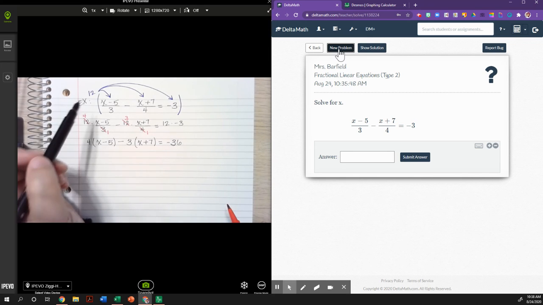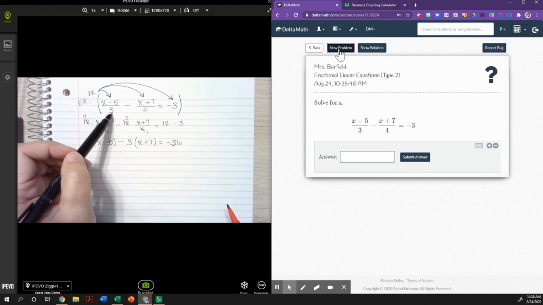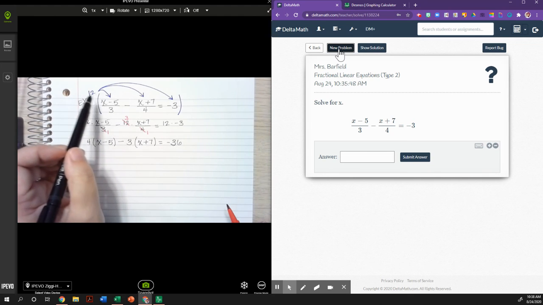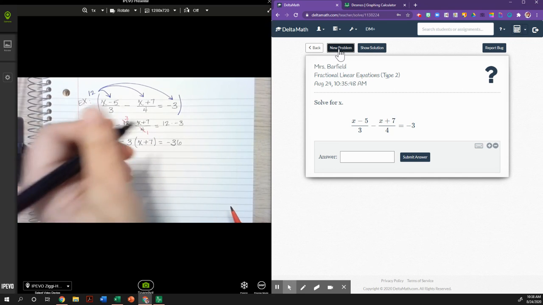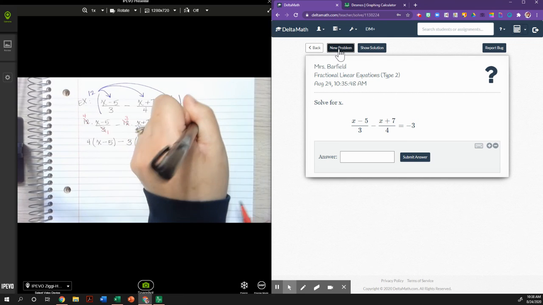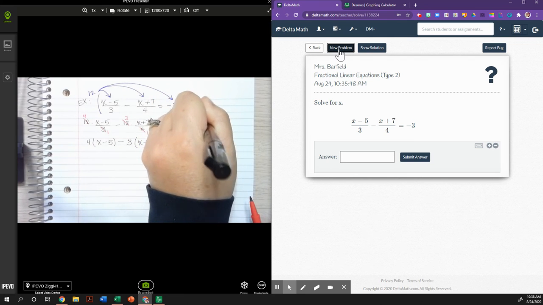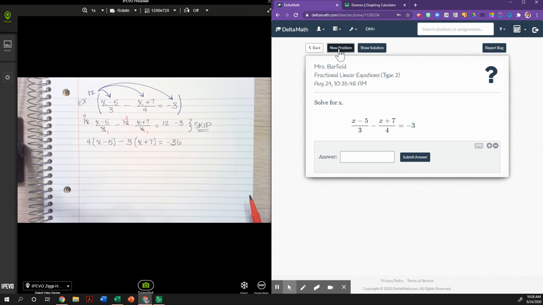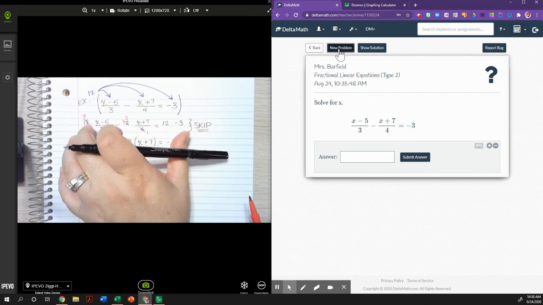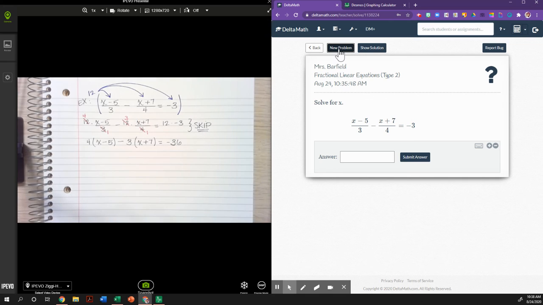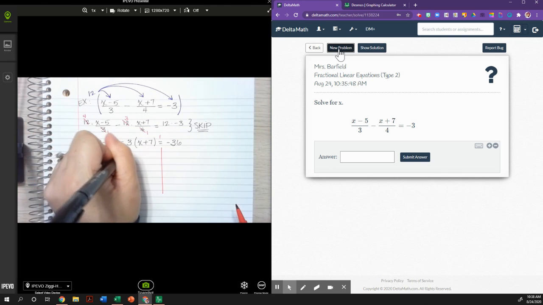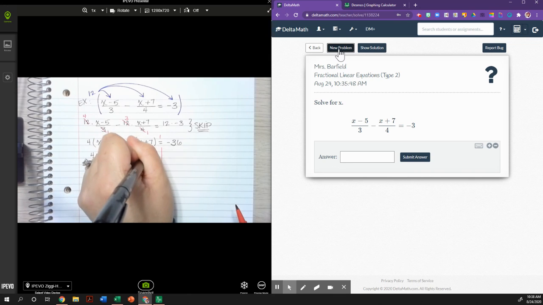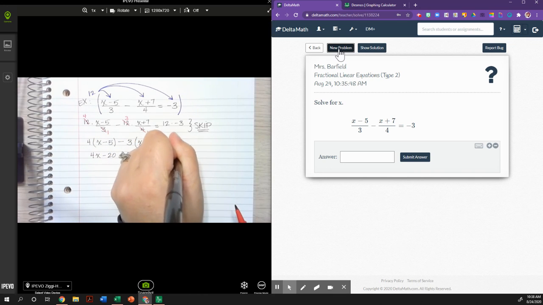Okay? All right, if you look right here, 12 divided by 3, that's where I got the 4. 12 divided by 4, that's where I got the 3. Okay? After today, or right now, if you understand it, you don't have to write that step. That's an extra work step that's not necessary. Okay? All right. So I'm going to distribute. So 4x minus 20 minus 3x minus 21 equals negative 36.